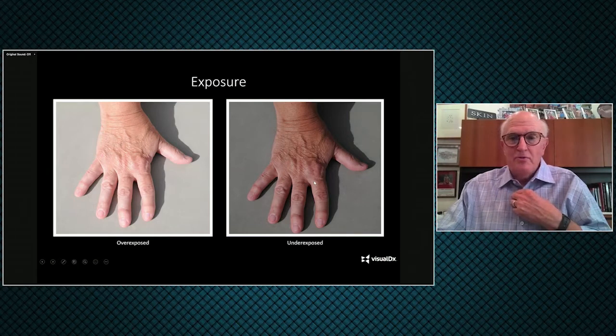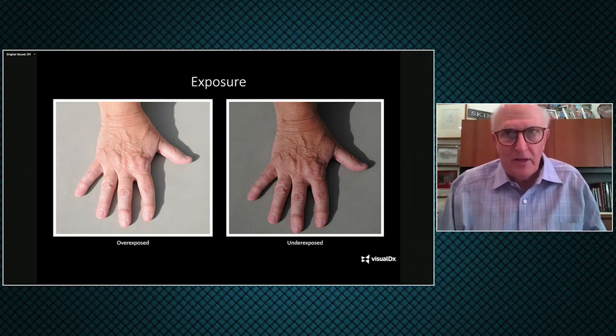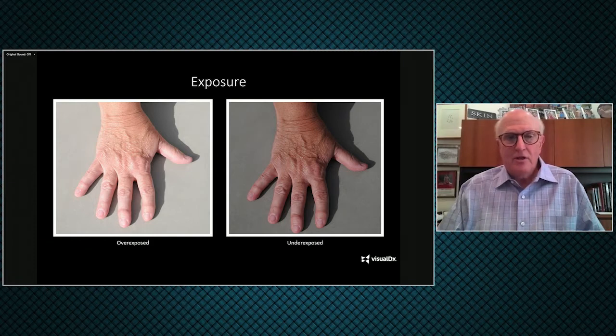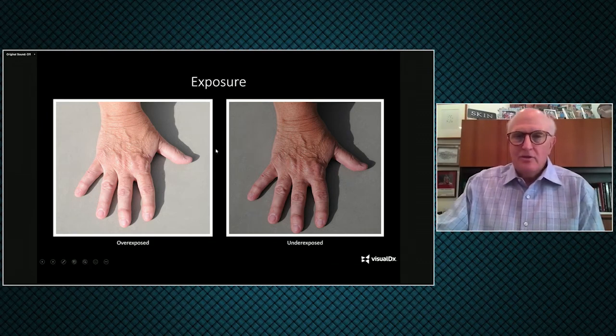Okay, overexposed, underexposed. Again, if you're using a single lens reflex camera, you can see it on the back of the camera with these digital cameras. If you're using a smartphone, you can open up the picture and see what it looks like, see if it's in focus, see if it's exposed properly.